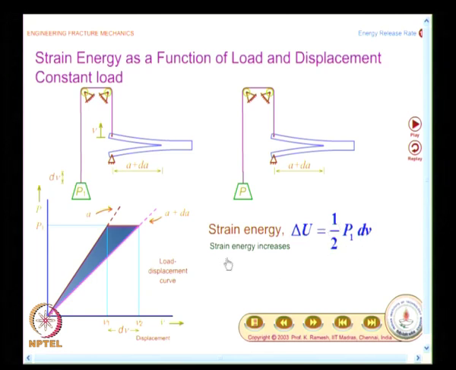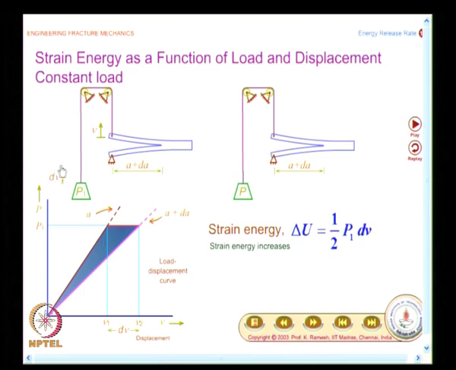In this case strain energy eventually increases. It is very obvious, because you have this triangle area is much larger than the initial triangle. So, by advancement of crack in a constant load situation, strain energy of the system increases. Not only this, you have an external load, and the external load has moved by a finite distance dV.